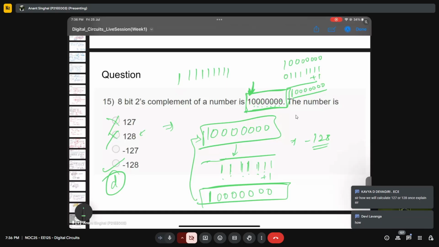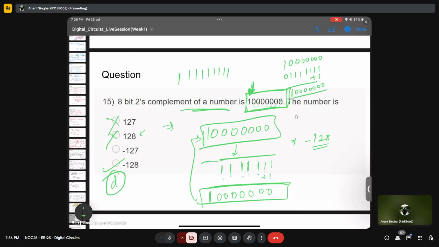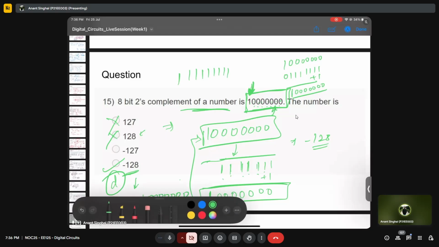Fine. Since they have given a two's complement of a number, I need to consider this as a signed bit, because they have done a two's complement of a number which is negative, right? The number here is actually minus 128. If you write this as a signed representation, it would be 1 and then 7 times 0. If you do the two's complement of this number, it will come again as this number. That is why I did not read the question properly. Sorry, my bad.